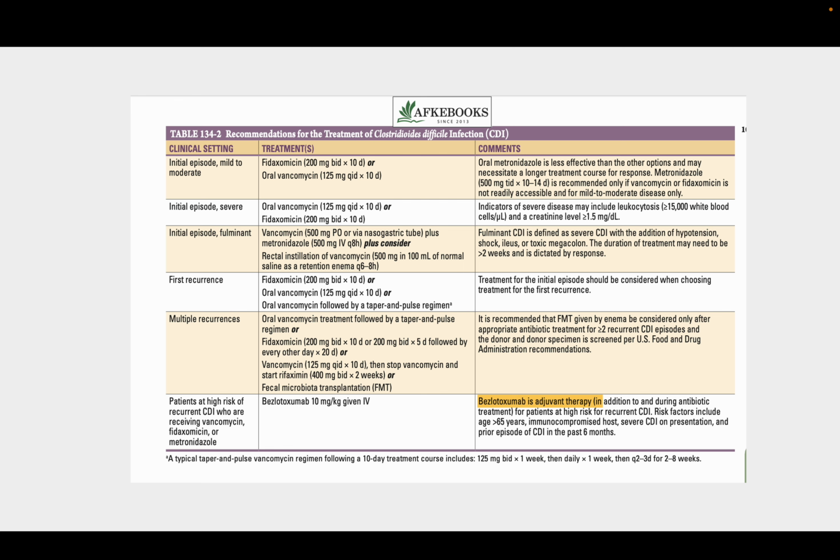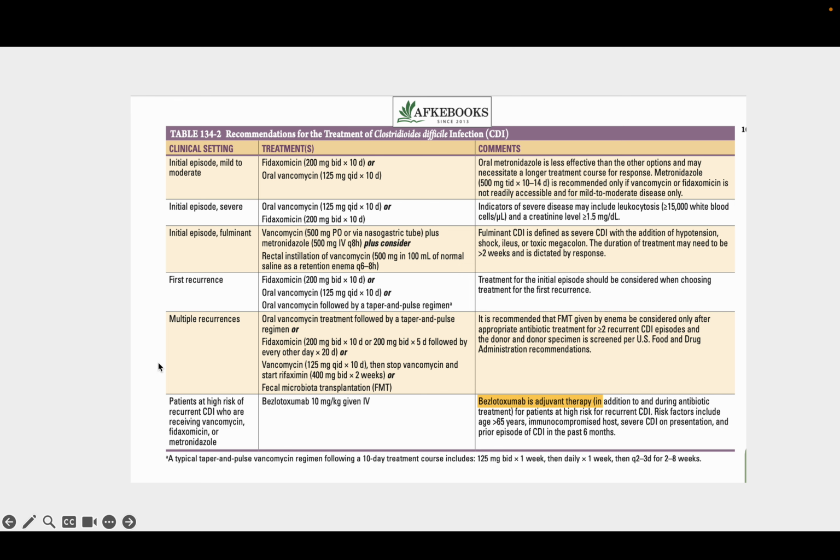So this is the treatment of Clostridium difficile. As you can see, they removed the IV metronidazole. Initial treatment is always oral vancomycin 125 mg QID for 10 days, or fidaxomicin can also be given. So for initial episodes, we give oral vancomycin. If it is fulminant, what is fulminant, you need to tell me. That is one more thing.